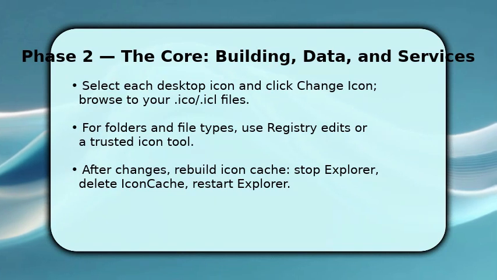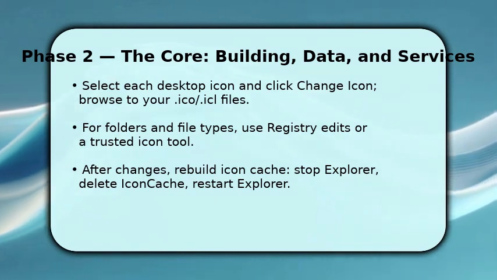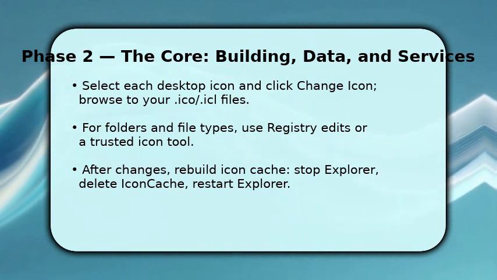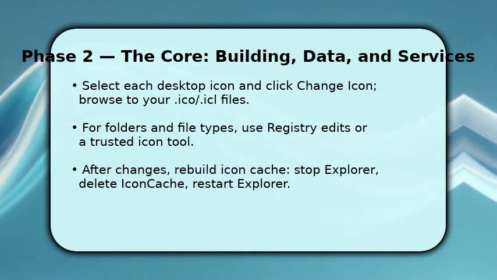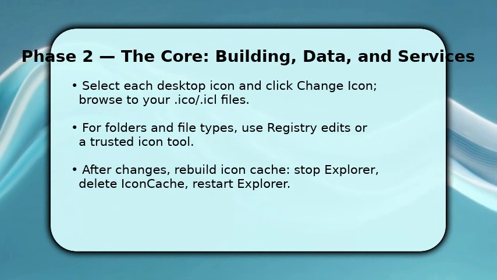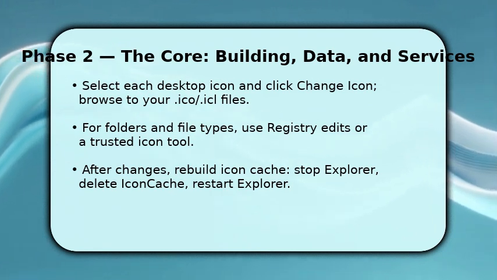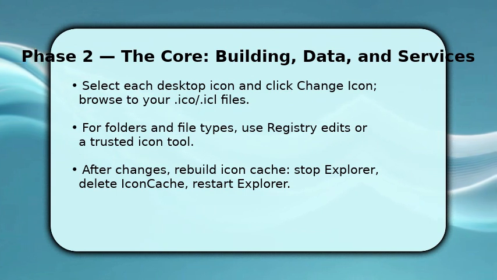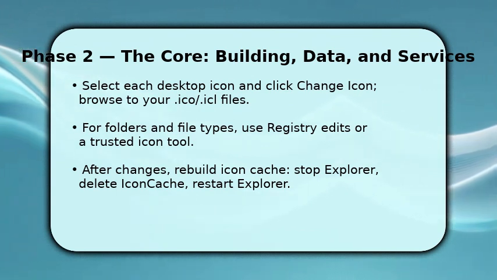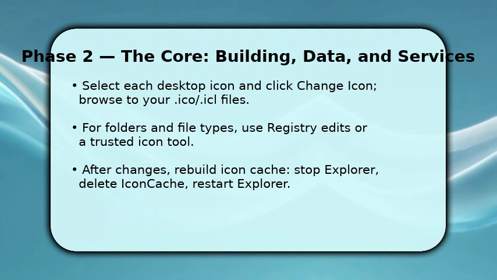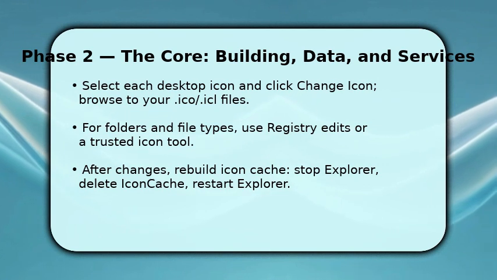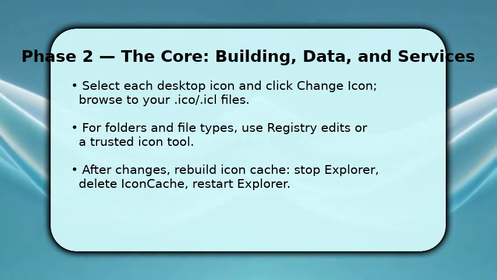Now you replace icons. In Desktop Icon Settings, choose an icon, click Change Icon, and browse to the Windows 10 icon you extracted. For folder and file type icons, you must either edit the registry key for the specific file class or use a reputable icon management tool. Be precise with paths. Once set, rebuild the icon cache. Exit Explorer, delete IconCache.db from your user AppData, and restart Explorer. This forces Windows to load the new visuals immediately.